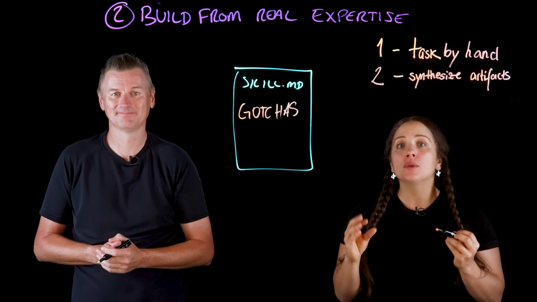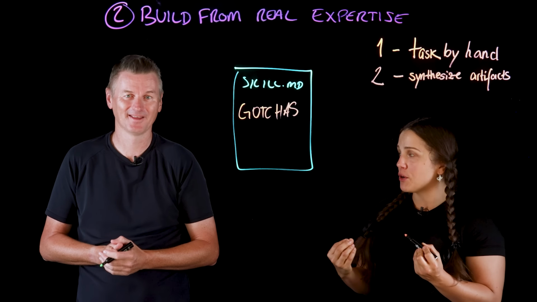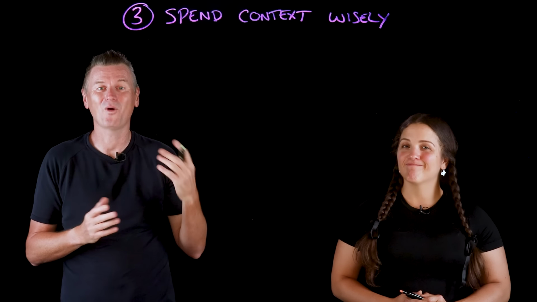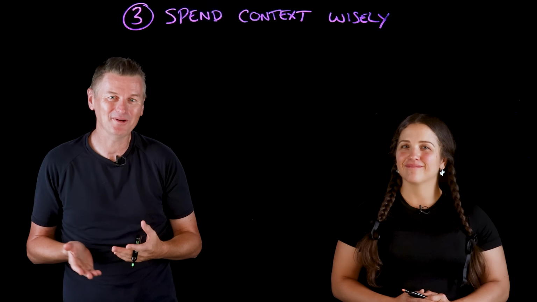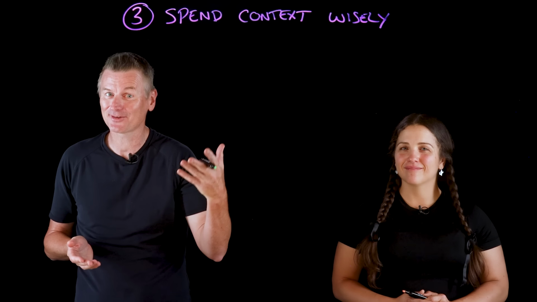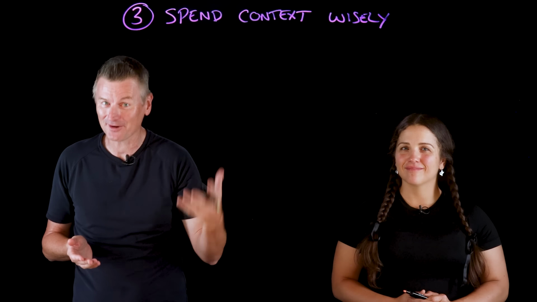Point is, a good skill body gets thorough. And thorough means it can get really, really long. Yeah, and long, as it turns out, gets expensive. Which brings us to best practice number 3, which is spend context wisely. At startup, the agent only sees the name and the description. But when it selects a skill, that's when it actually reads the rest.